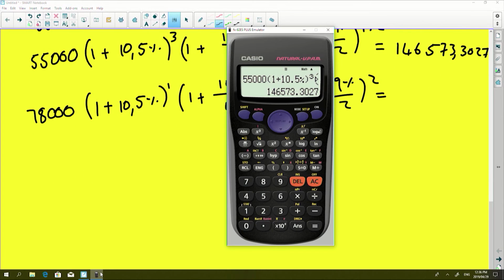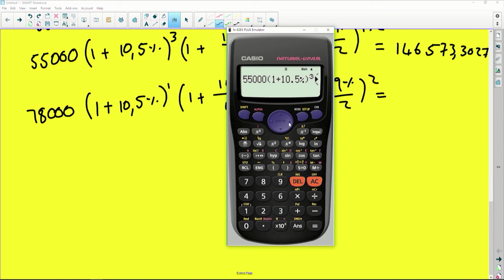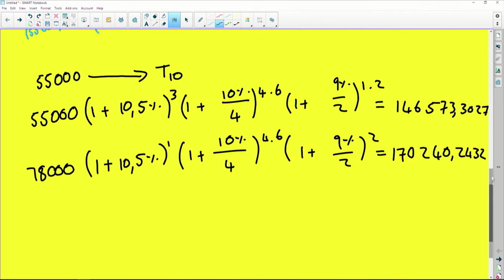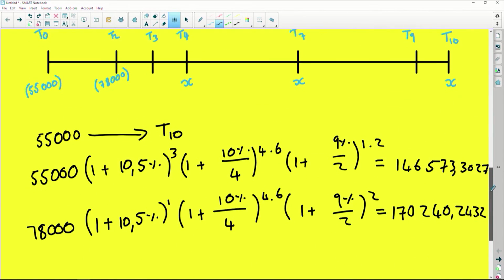So what I'm going to do is change a few values in my calculator. I'm going to make this 78,000. And I know that all the others remain the same except for this last value, or this exponent over here, which is going to become 1. And I get a value of 170,240 and a whole bunch of decimal places. So that's 170,240,2432. Okay guys, so we're on track now. I told you this is a monster of a question.